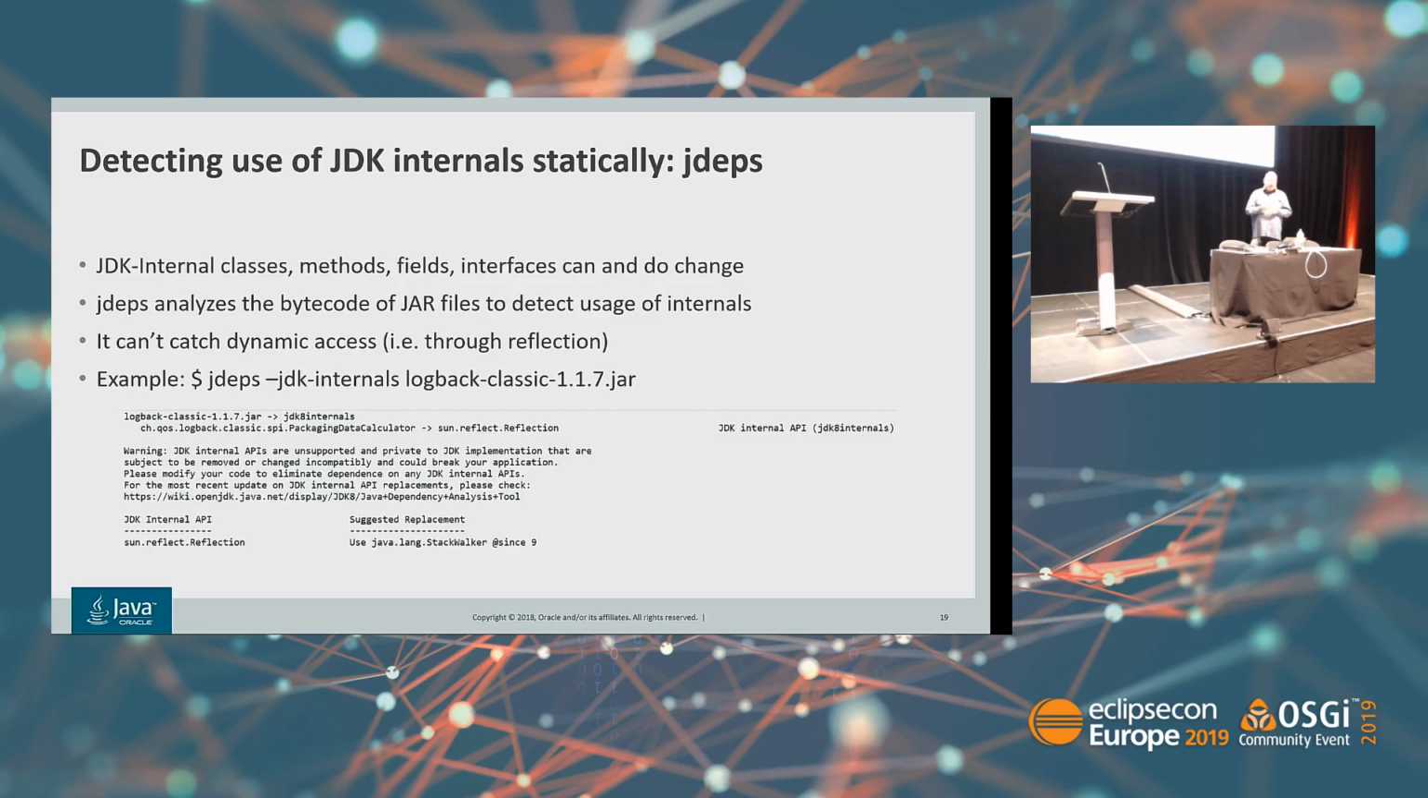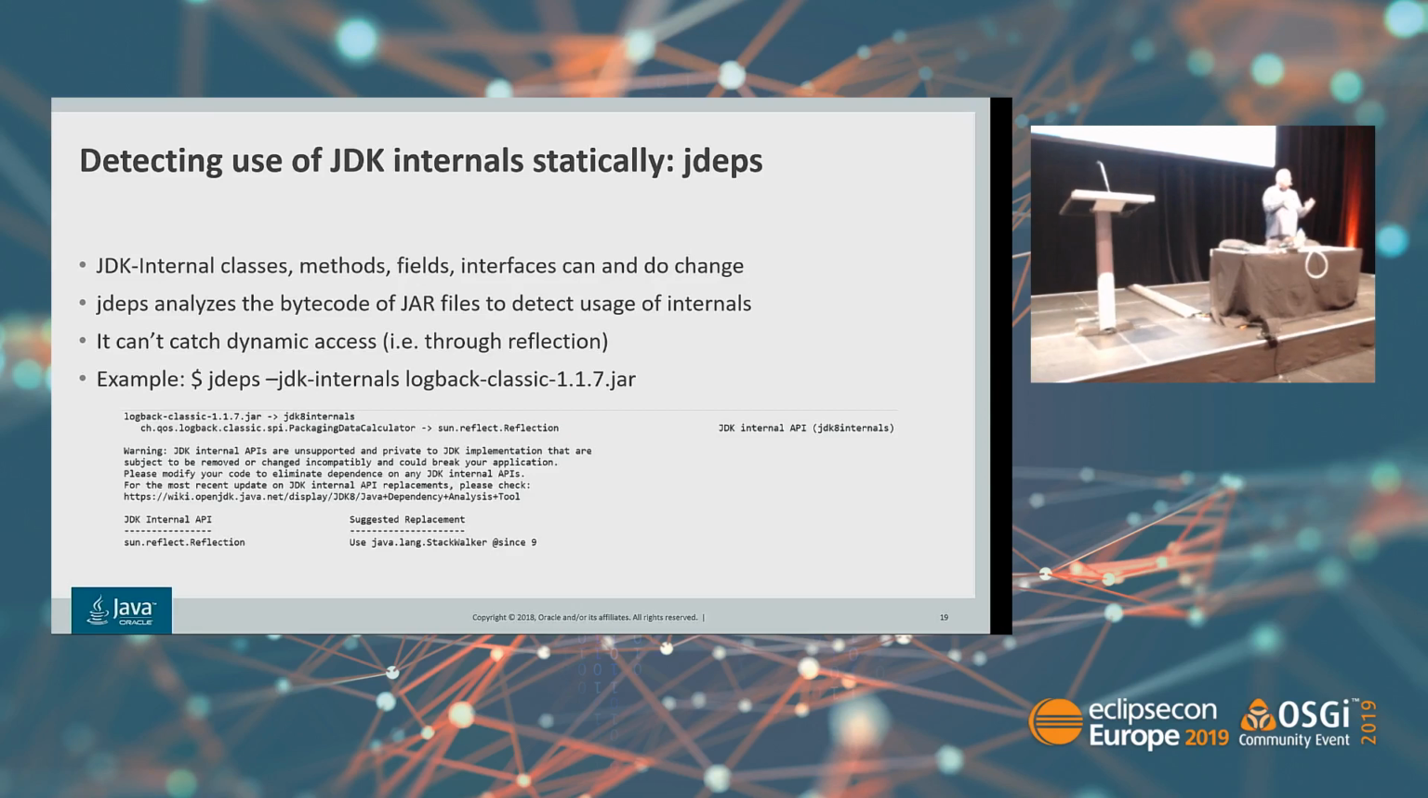And to detect such usages, we have a tool called jdeps since JDK 8. It statically analyzes the bytecode of jar files and lets you know, for example, in this case, I have something called logback-classic, and it depends on JDK internals. It uses sun.reflect in one of its classes. So you get output, it tells you where to look for more information. It tells you that this particular API has a replacement since Java 9 that the code could be using instead. And so you can go and change the code yourself if you're a developer of it, or you can file a bug against it.